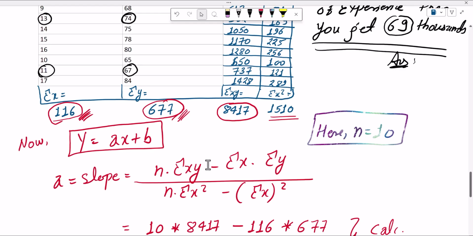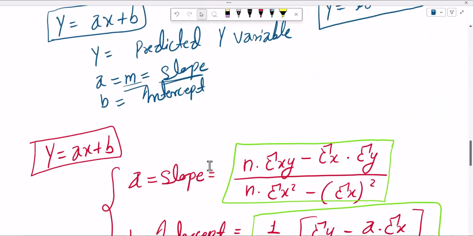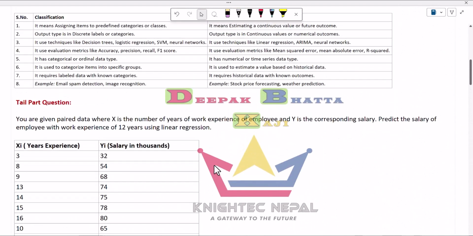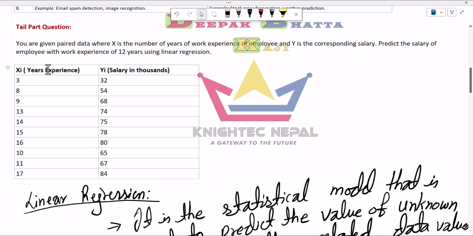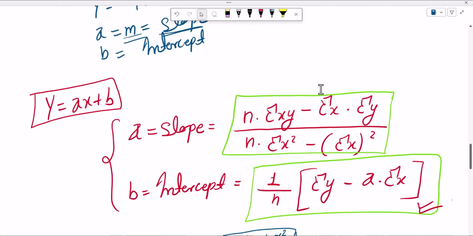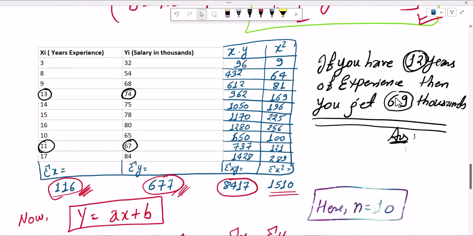We will do some Python hands-on practice using the same data sets. Using the same data set, we will use Python to predict the salary based on work experience. So we will get the same result, 69 or nearby 69, using the Python programming language, right?